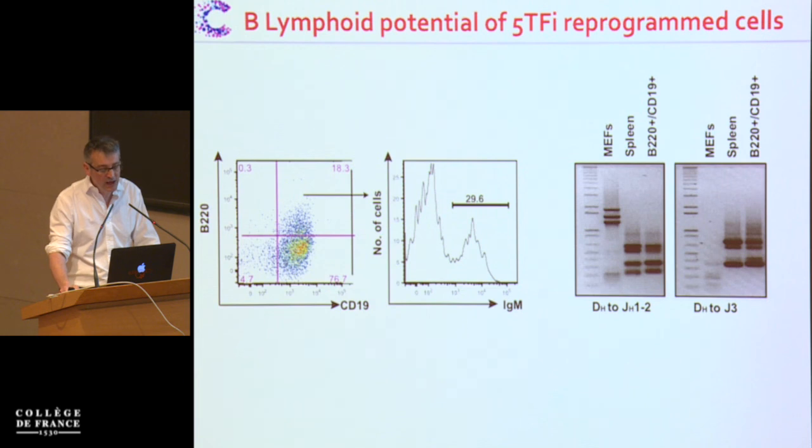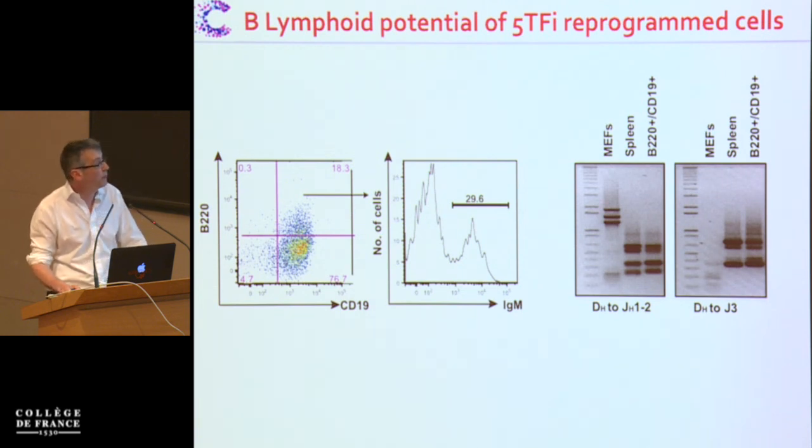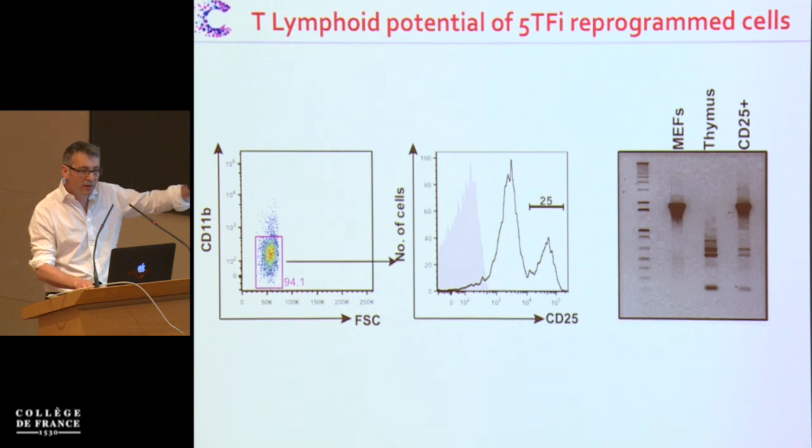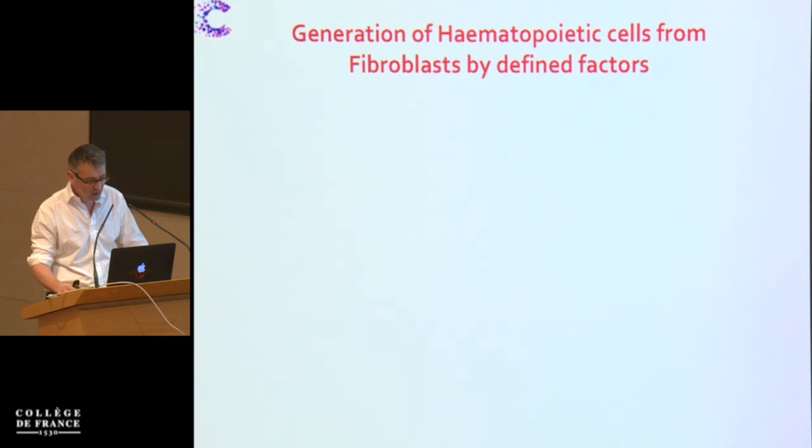We have some indication that we can get B and lymphoid cells, so we can see B220 and CD19 here, and we can show some BCR rearrangement in these cells. We can do this for T cells using OP9 co-culture. We get CD25, and we can see some TCR rearrangement. I'm not saying that they're fully mature, bona fide lymphoid cells, but they're on their way to becoming lymphoid cells.